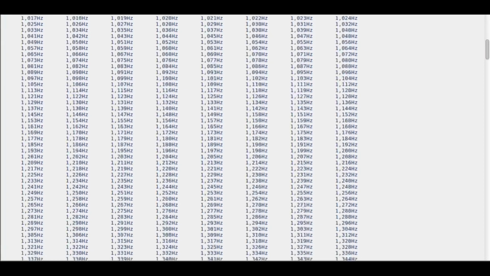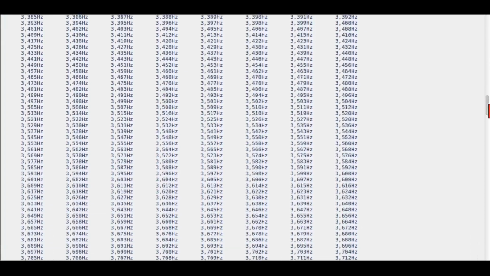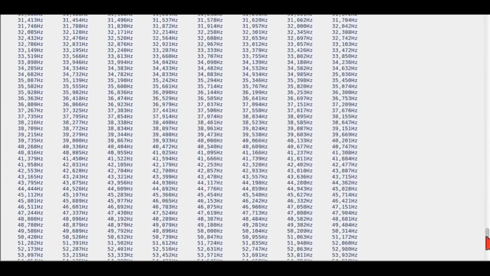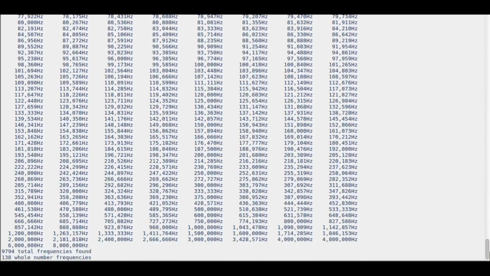This is my safe frequency list between 1 hertz and 8 megahertz. It contains 9,795 entries. Notice that it stops at 8 megahertz. The next higher safe frequency would be 12 megahertz, but although it works, that's beyond the 10 megahertz maximum for PPS given in the datasheet.